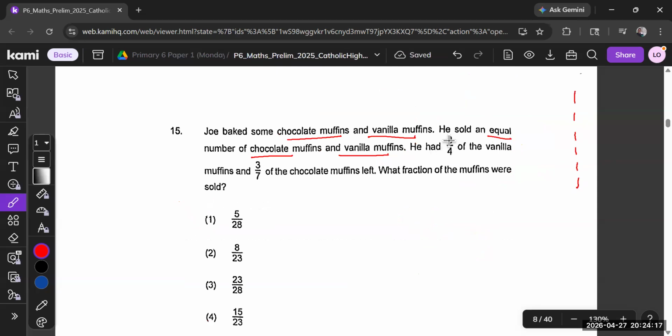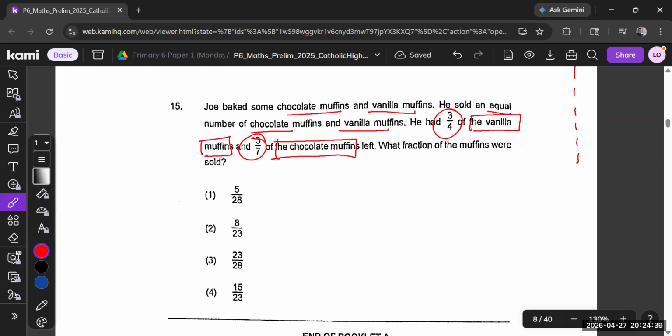He had 3/4, which is talking about the vanilla muffins, right? And he had 3/7, which is talking about the chocolate muffins. And these are the fractions of the muffins left. So are the fractions talking about the same muffin? No, you cannot add the fractions together. You cannot make the denominator the same. But how do we draw? Very simple. Okay, this is a P5 question. We saw that before in P5.